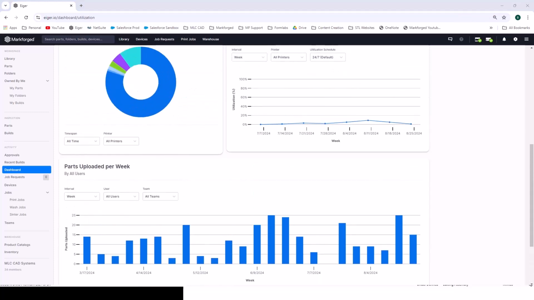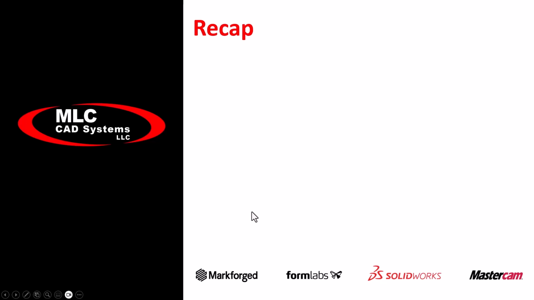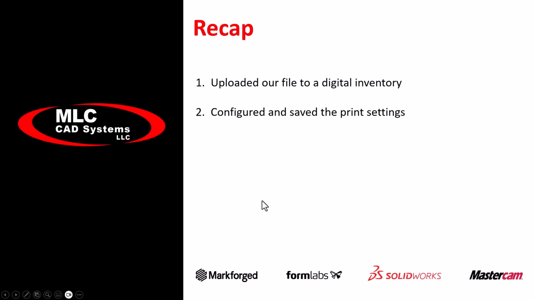And with that, I think I'm just about out of things to talk about here with Eiger. I know we've gone through quite a few things, so we'll do a quick little recap. We started by uploading our file to what we call a digital inventory. This is a place where we can organize everything and store our files for future use. Step number 2 was configuring our specific part and getting the print settings dialed into where we want, and then saving that all again to the digital inventory.